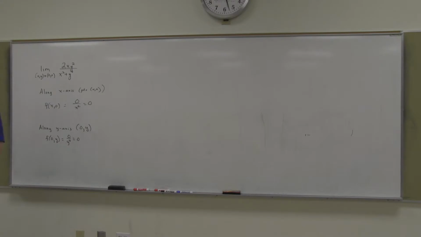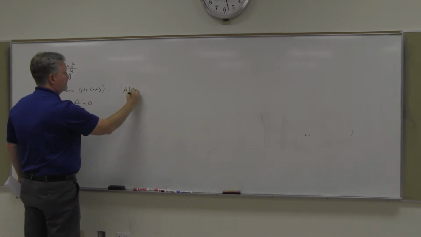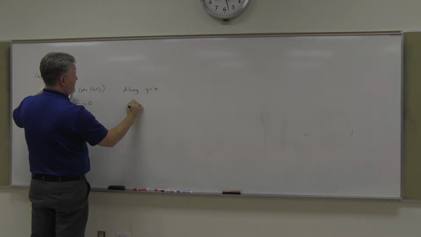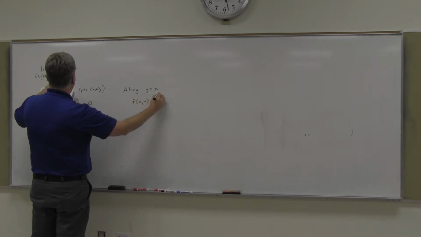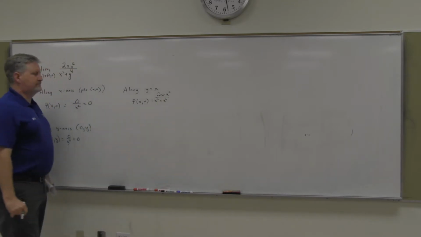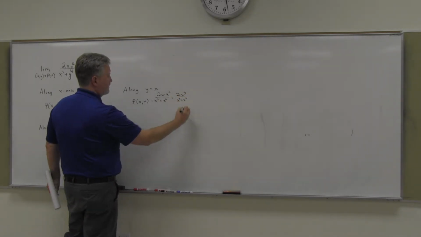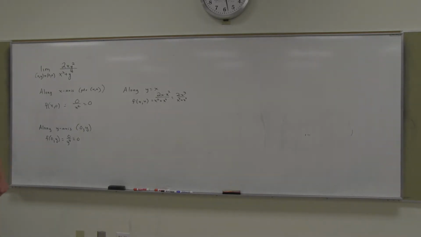All right, so what other kind of counter thing? Last time we looked at the line y equals x, but that may not be helpful as well. What you want to look for is something that would reduce. If I did y equals x, that would give me f of x, x, which would be 2x cubed over x squared plus x to the 4th. That's not going to help, okay? That's still 0 over 0.